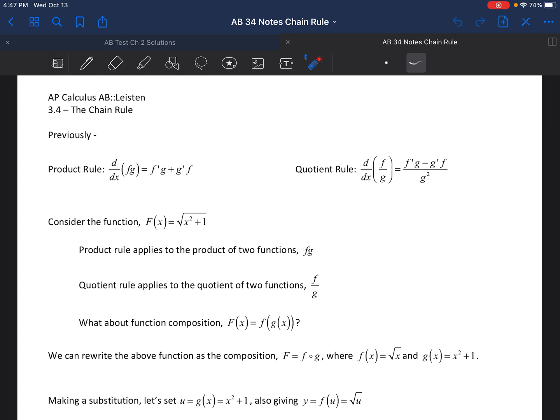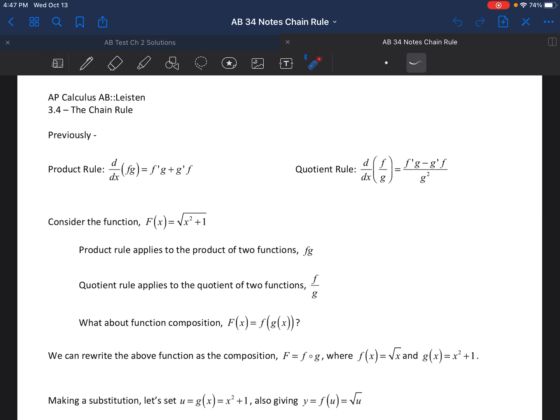So for notation, we can rewrite the above function as the composition f of g of x. We might see it with that small circle symbol, which means composition, f composed with g. Here we've got these two functions. f of x, our outer function, is the square root of x. g of x is our inner function, x squared plus 1. That's what we're looking at at the top, where f of x equals the square root of x squared plus 1. There is this function inside another, a composition.